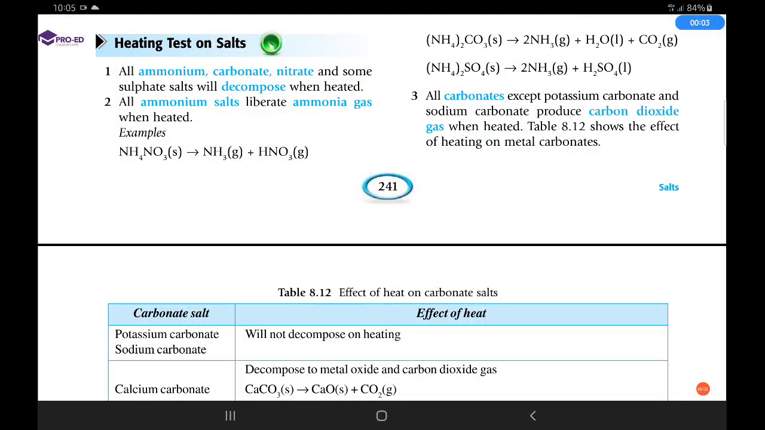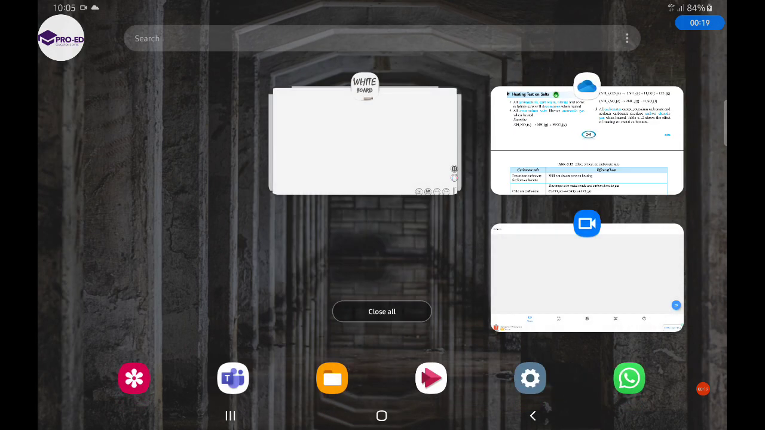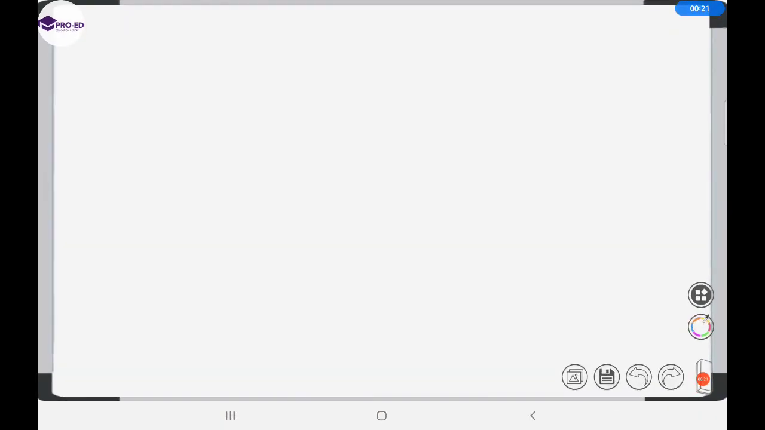Okay guys, so now we are on heating tests on salts, right? Second video. In this section we are going to heat up salts and they're going to release certain products, and based on the products released we are going to identify what the salt generally is. Okay, so not a big deal. Let's just go through here.